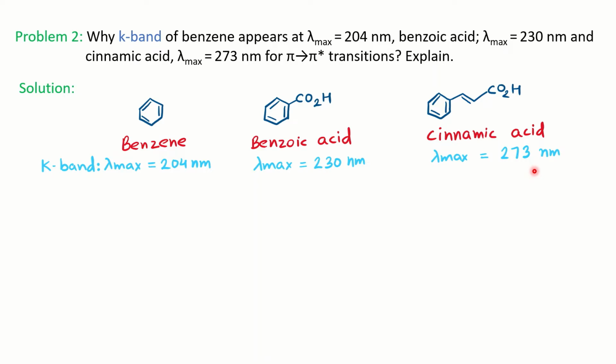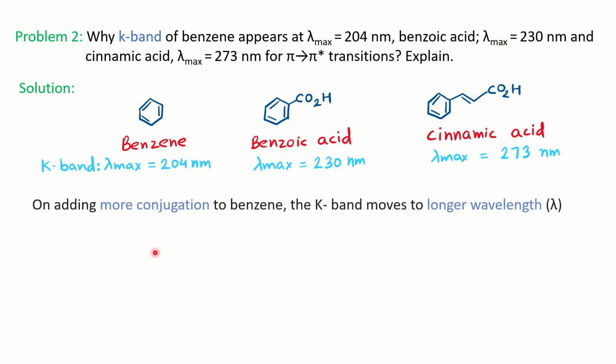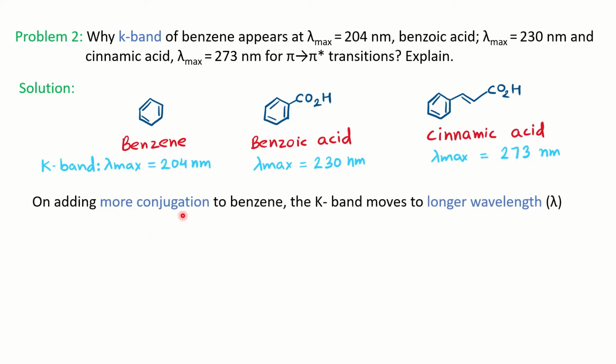Okay. So what is bathochromic shift? As the lambda max value increases, we call it bathochromic shift or red shift. Increasing the lambda max value, and this is happening again. This is the case of extension of conjugation, right? With more conjugation than benzene, the K band moves to the longer wavelength. Same energy level diagram you can use to explain it and justify your answer.